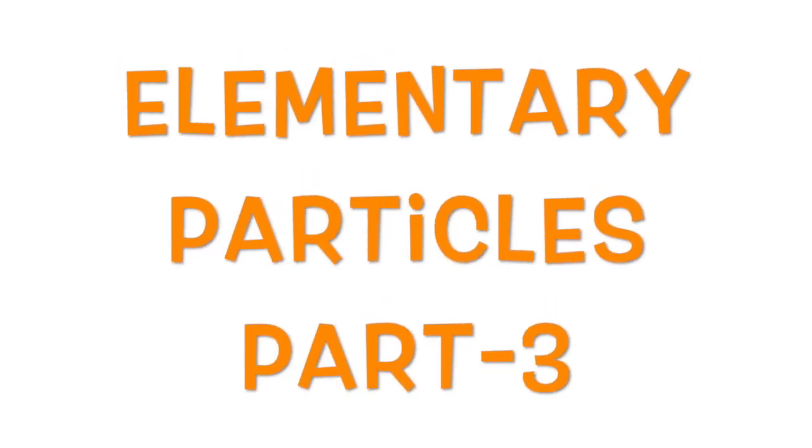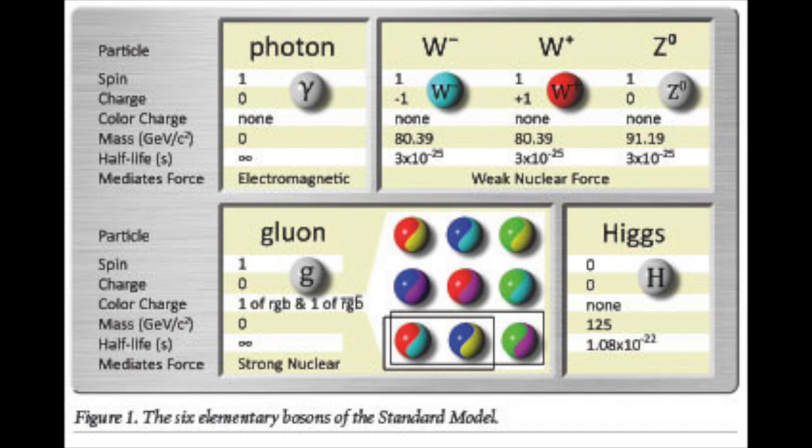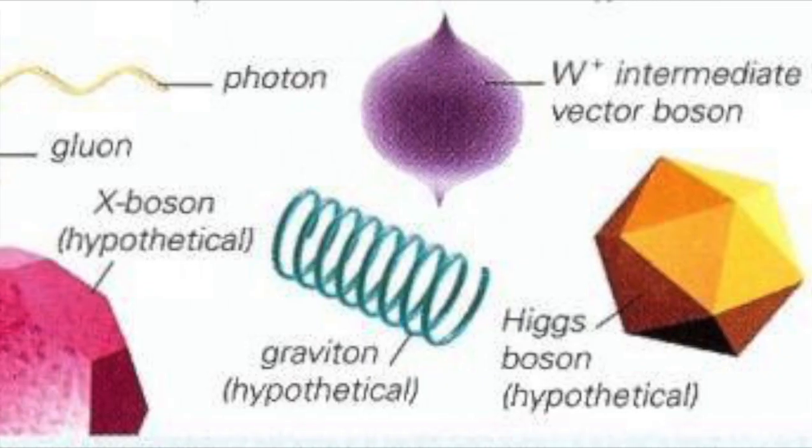Welcome to the video Elementary Particles Part 3. In the previous videos of this series, we reviewed 12 of the 18 known elementary particles. These are 6 leptons and 6 quarks. The remaining 6 elementary particles are gauge bosons and the Higgs boson.